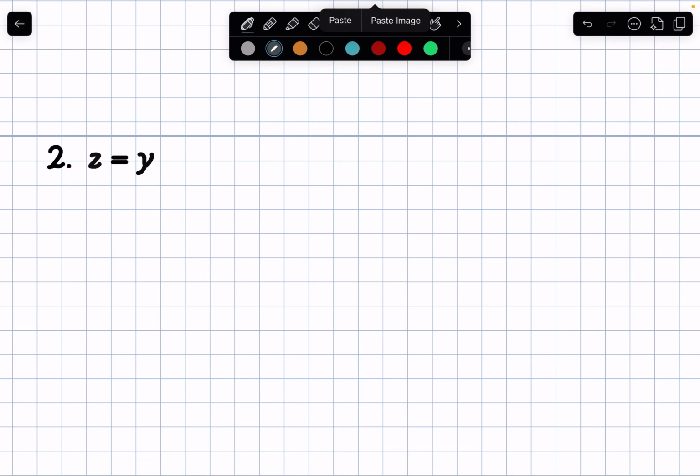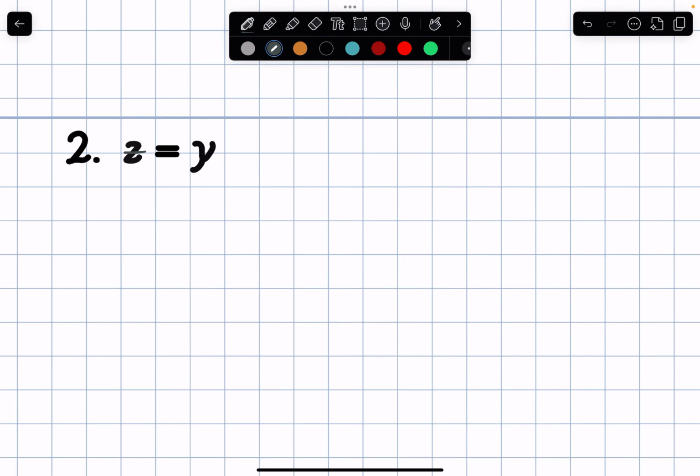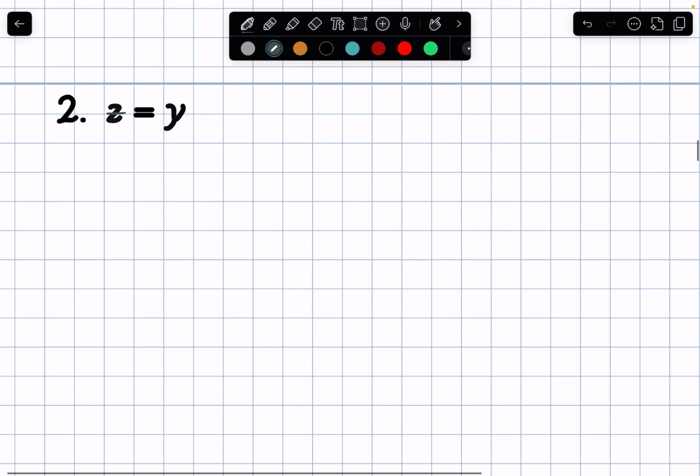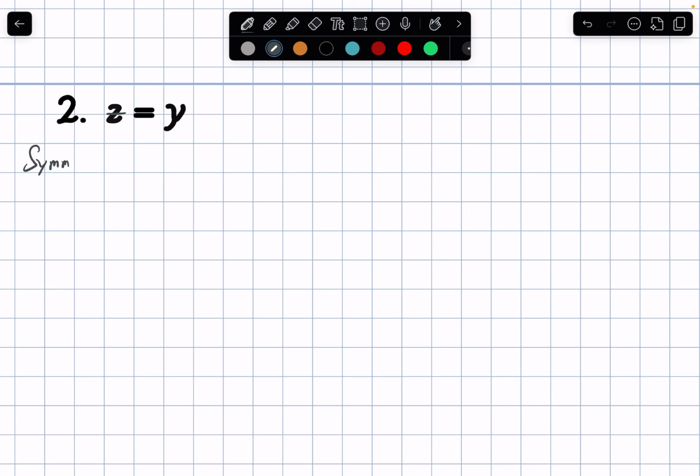Number 2 is z equal to y. Wait, didn't I answer this earlier? Yeah, I already answered this a while ago. Just y is equal to z. Not sure if that's gonna make any difference. I mean, you just change the order, right? Let's do it anyways. So, symmetry.